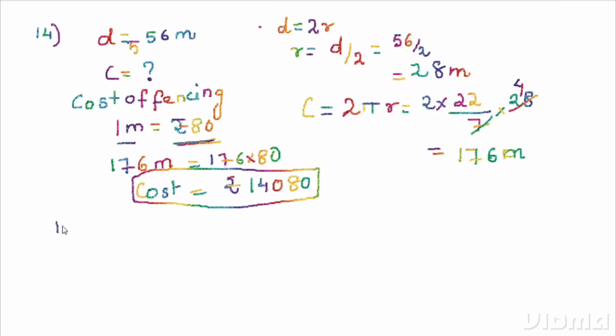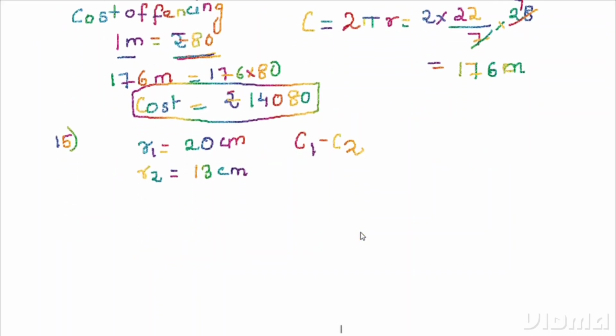Now let's move on to the 15th question. What does the 15th question say? The radius of two circles is given to you. Let us say the radius of the first circle is R1, which is given as 20 centimeter. The radius of the second circle is R2, which is 13 centimeter. They are telling you to find the difference of their circumference, so you have to find C1 minus C2.